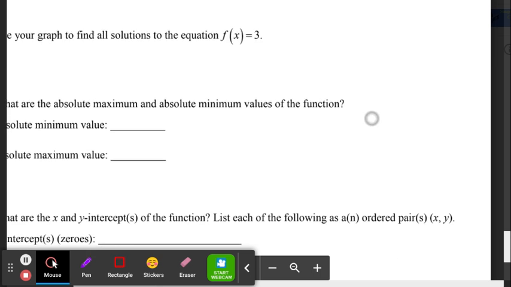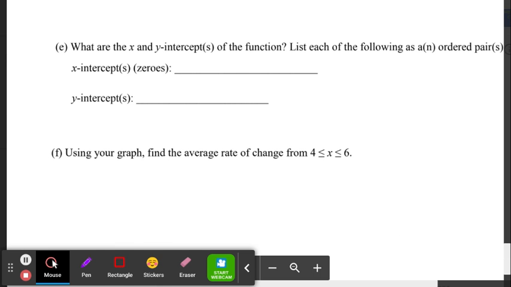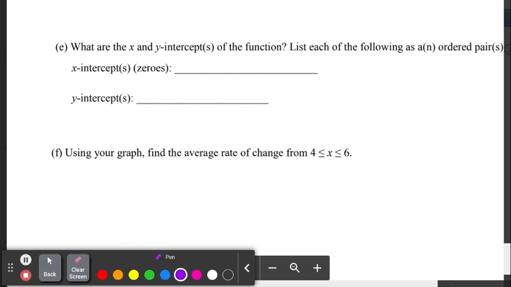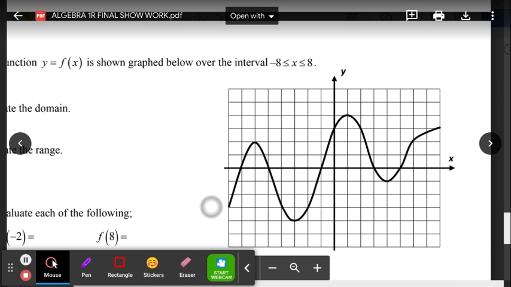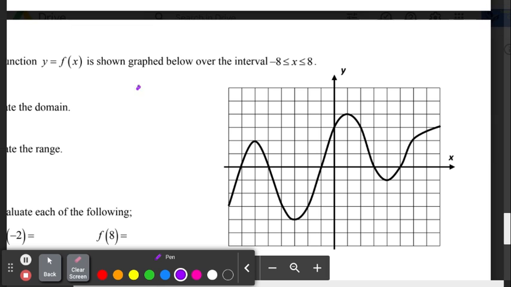All right, let's see what else we got. Zeros. Okay. Using your graph, find the average rate of change from 4 to 6. Well, we know this average rate of change is also a slope.